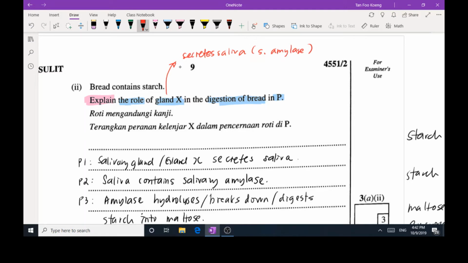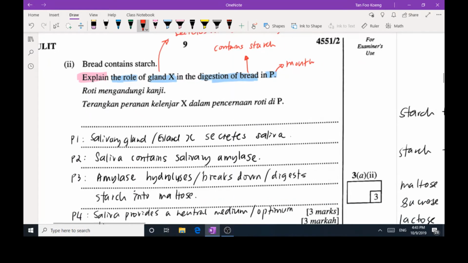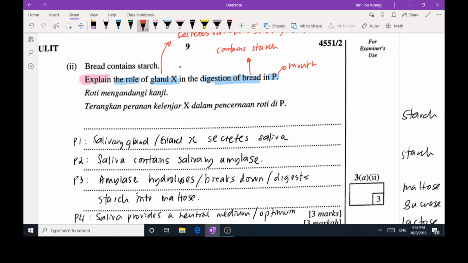In the digestion of this starchy thing known as bread, the bread contains starch. In P, which is the mouth. So basically we can start answering right now. So P1, we are going to talk about gland X first. So the gland X secretes saliva, and the saliva contains salivary amylase.